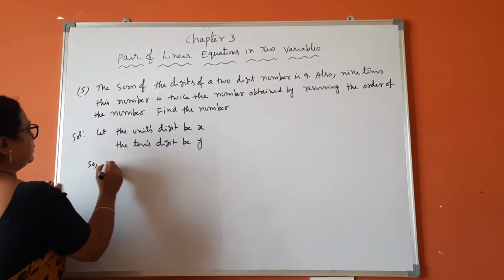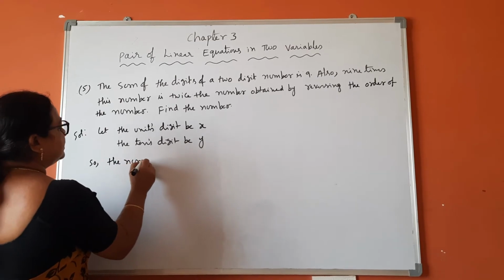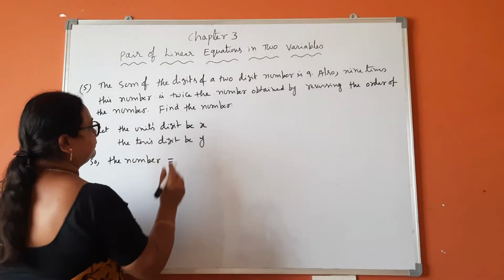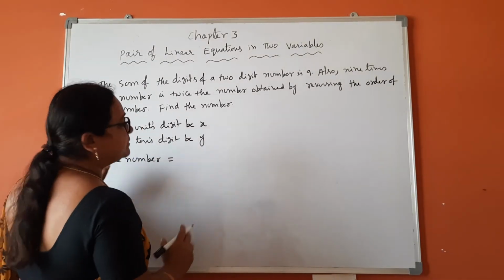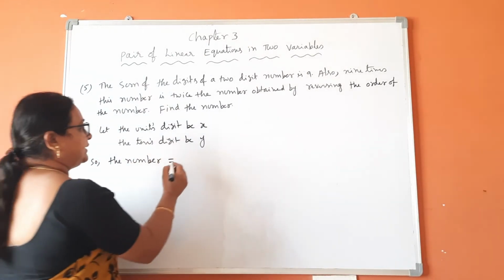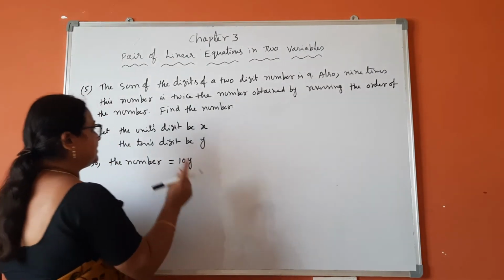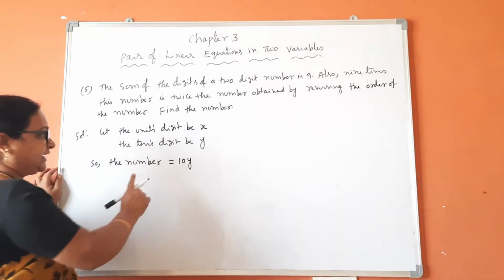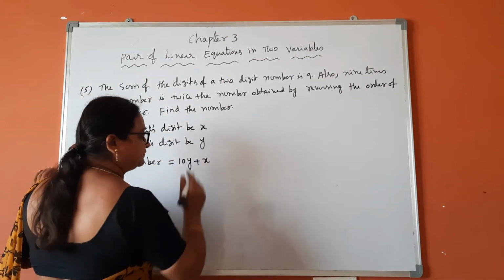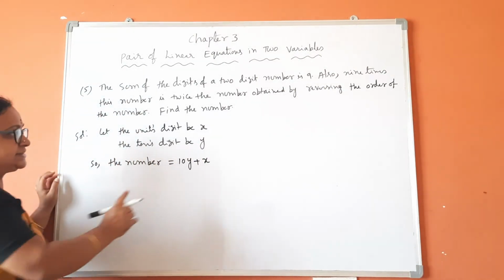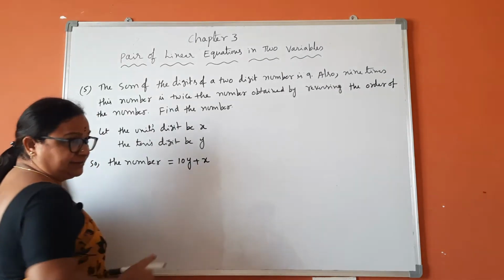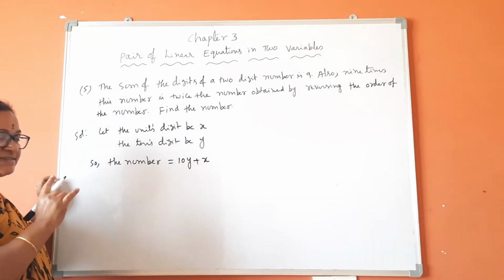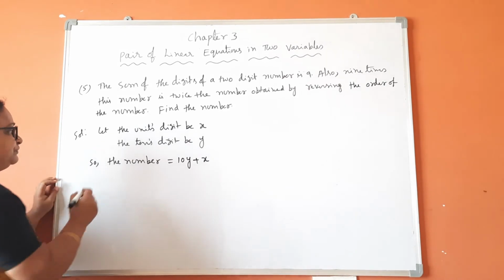So, the number is... how do we represent a number? 10y, because y is in the tens place. 10y plus x is the number. X is in the units place and y is in the tens place. So, the number is 10y plus x.